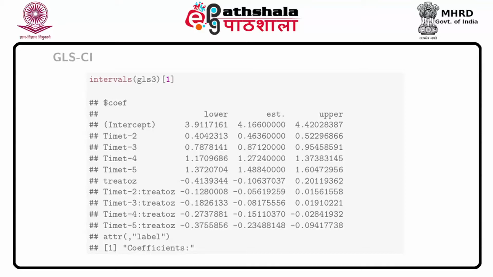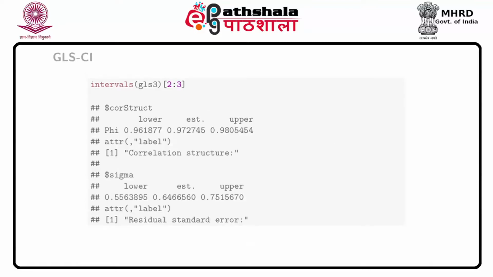And to find the confidence intervals for the coefficients, we can use the intervals command. These are NLME functions, which are general multipurpose functions. If we use the intervals command, for the first set, the coefficients and not the variance components, it gives the estimates along with their confidence intervals. If we use 2, 3, it gives the correlation structures: what happens to phi, what the variance component for sigma is, and the confidence interval of sigma, and all those things.